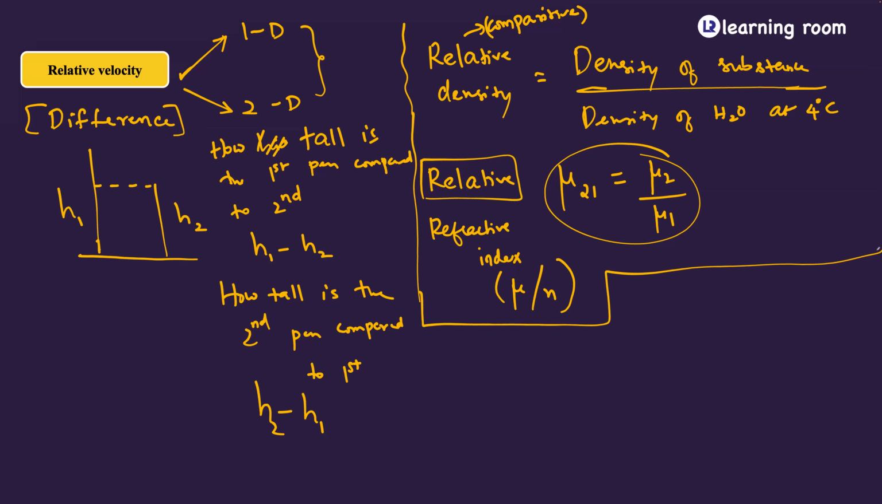Yeah. So you do H2 minus H1 only. If the diagram is not there, you will do only H2 minus H1. You will only be concerned about what is the final answer.